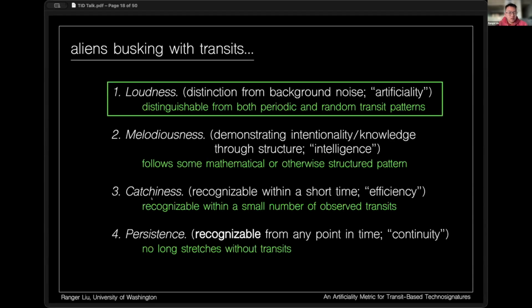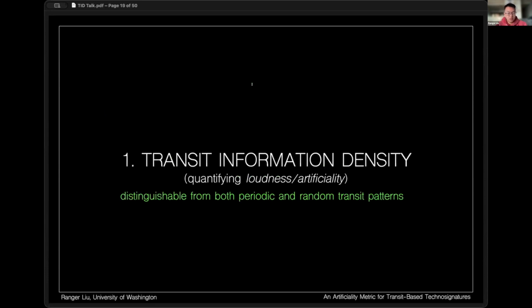As we'll see a little bit later, catchiness and persistence are actually pretty easy to quantify, and melodiousness is pretty easy to ensure. But loudness or artificiality is a bit harder to quantify. So our approach is to first define a quantitative metric for the loudness or artificiality of transit patterns. So that is transit information density.